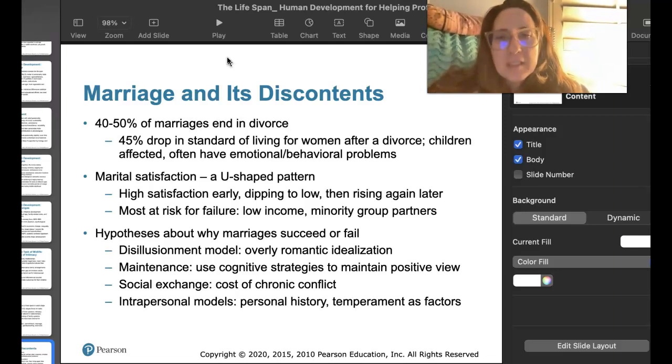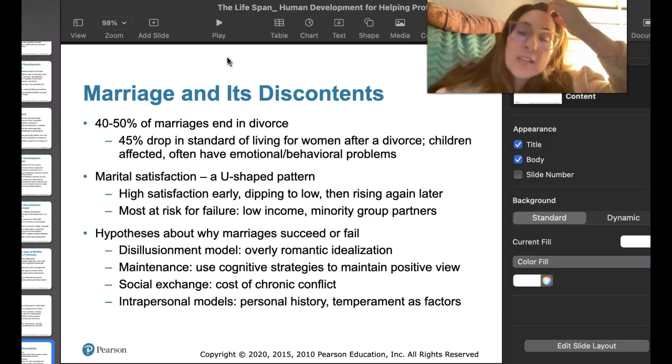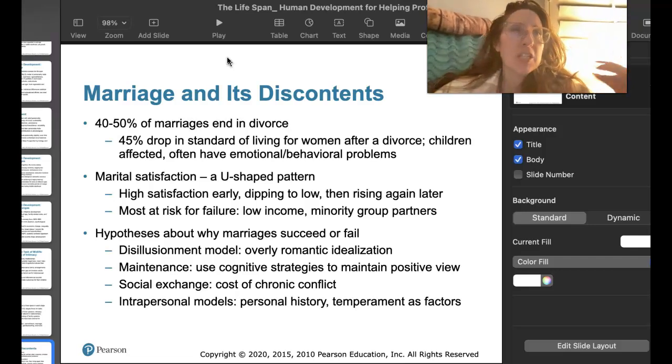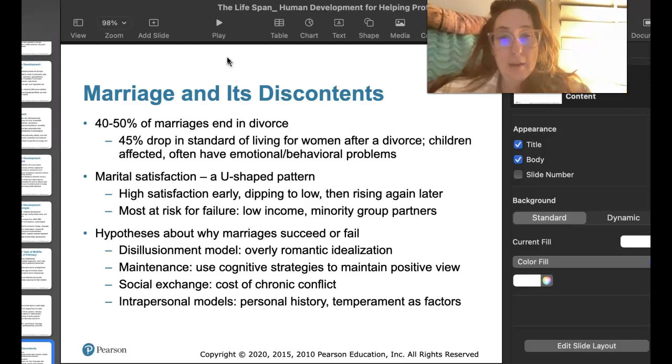So the hypothesis about why marriages succeed or fail: disillusionment model, overly romantic idealization. This happens a lot with couples. They have an idea or expectations on how they think it could be. Oftentimes those aren't communicated very well. People are usually very disappointed or bothered, and this is something that happens often with people. And so this is something to be made aware of.